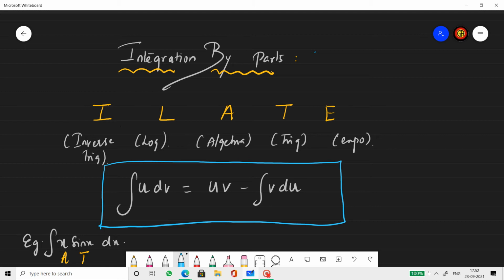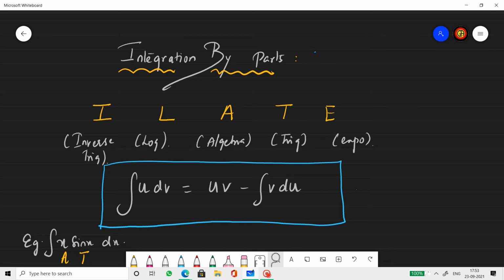ILATE. I stands for inverse trigonometry. L stands for logarithmic functions. A stands for algebraic functions. T stands for trigonometric functions. E stands for exponent functions. The formula here is integration of u dv. Integration of u dv is uv minus integration of v du.